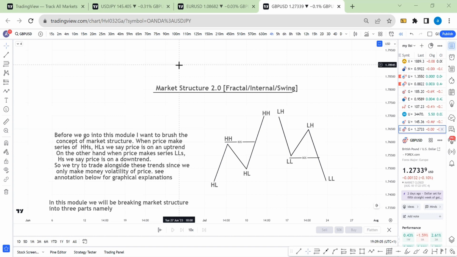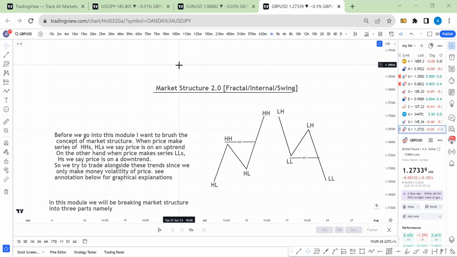Now, before we go into this module, I want to brush up the concept of market structure. I believe that if you are watching this video, you must have understood the basic concept of market structure, which is we have, sorry, two types of market structure. We have consolidating market structure and trending market structure. We don't deal with consolidating at all. It's not in our trade plan. We don't trade it at all. We only trade trending market structure.